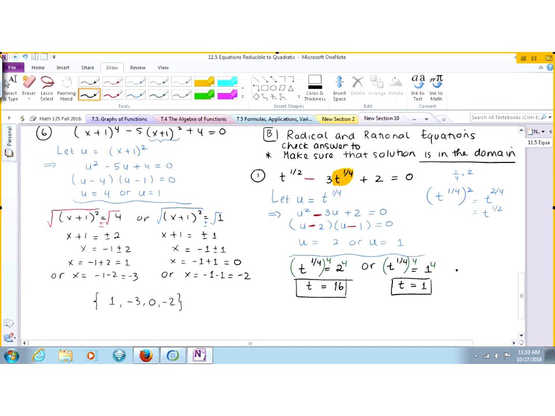All right. Yay or nay? Yay. So then you have to check if this is the solution. So check. Yeah. P is equal to 16. So square root of 16 minus 3 times the 4th root of 16 plus 2 is equal to 0. Is it true or false?